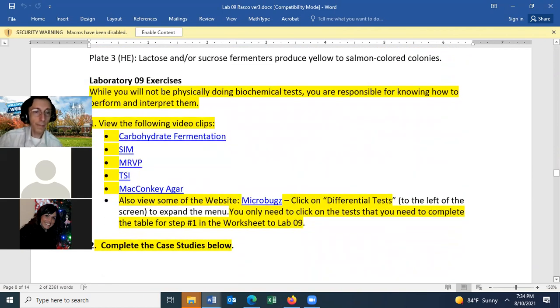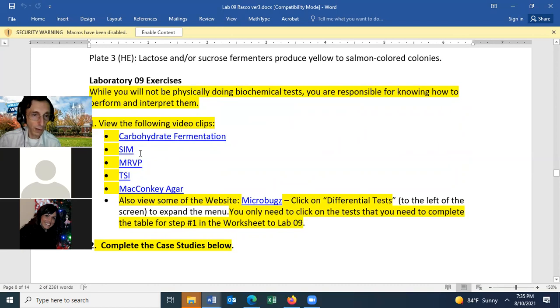All right, on lab 9, you're not physically going to be performing any of these biochemical tests, but you are responsible for knowing how to perform and interpret them. We have a number of video clips. The first one is on carbohydrate fermentation, the carbohydrate metabolism test.